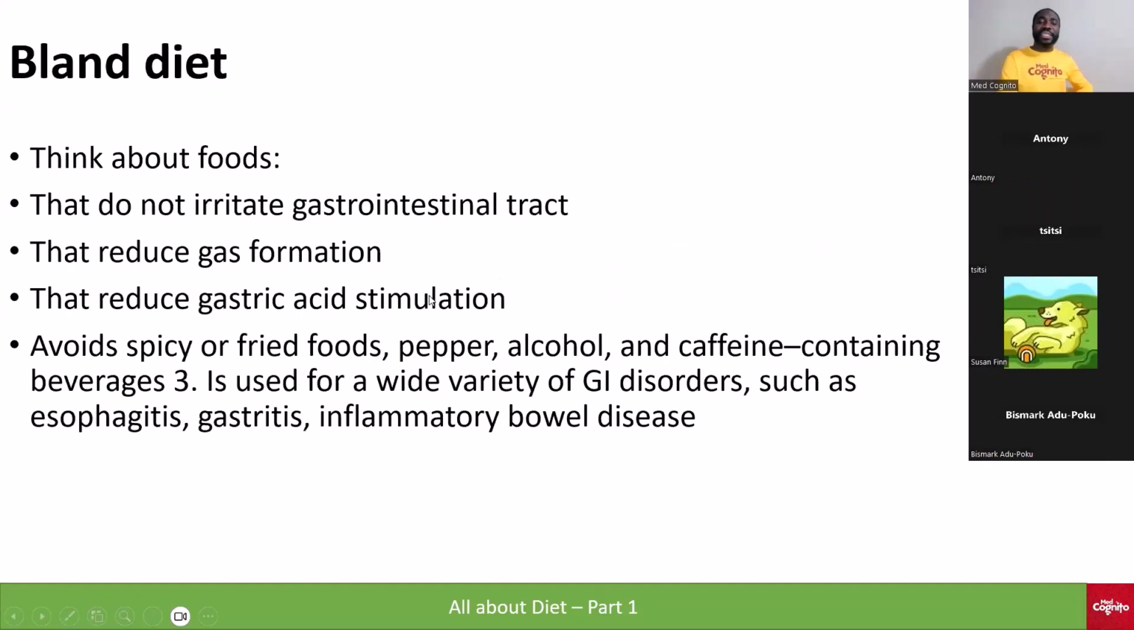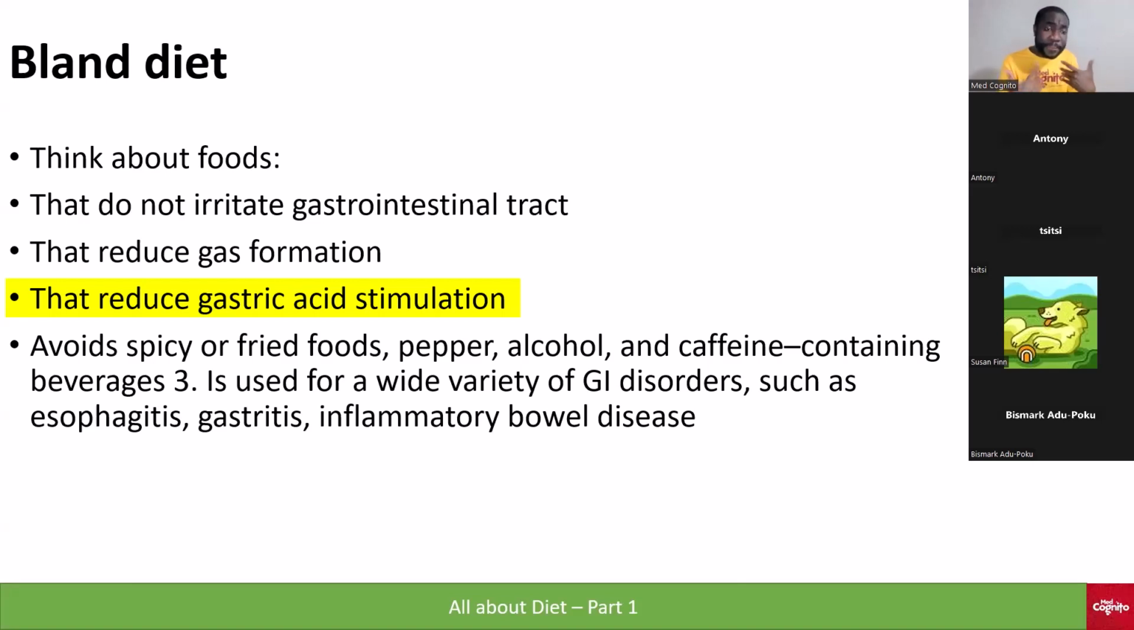Let's go with bland diet then. So bland diets, when you think about bland, it's like something without any taste, nothing spicy. So think about foods that do not irritate the gastrointestinal tract. Bland diets reduce gas formation. Bland diets reduce gastric acid stimulation.